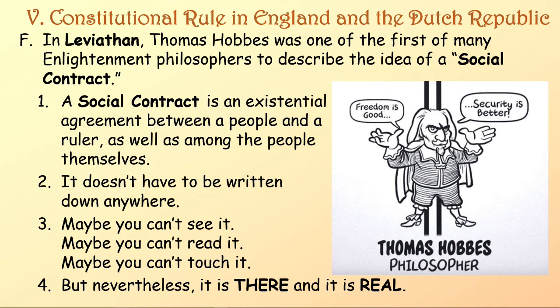In Leviathan, Thomas Hobbes was one of the first of many Enlightenment philosophers to describe the idea of a social contract. A social contract is an existential agreement between a people and a ruler, as well as among the people themselves. It doesn't have to be written down anywhere. Maybe you can't see it, maybe you can't read it, maybe you can't touch it, but nevertheless, it's there and it's real.